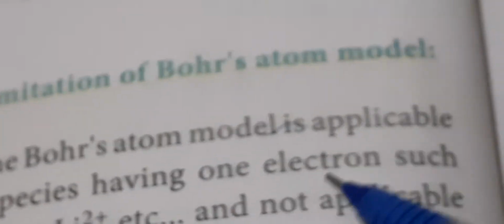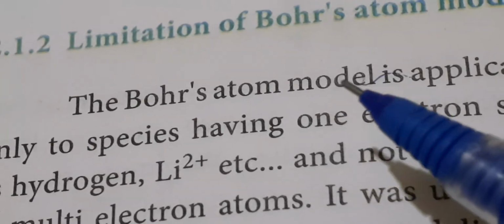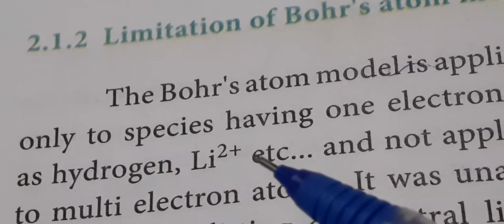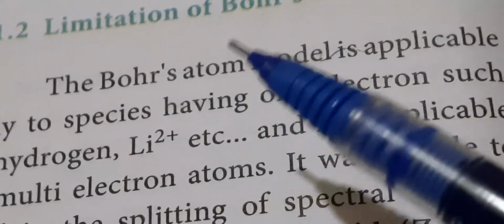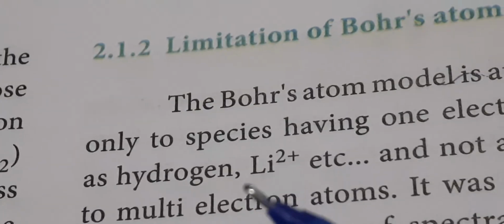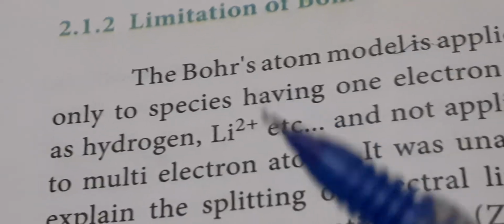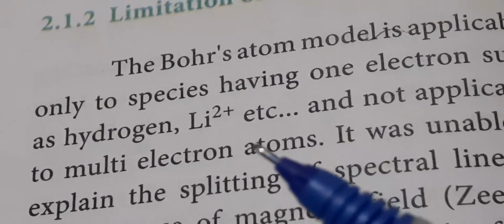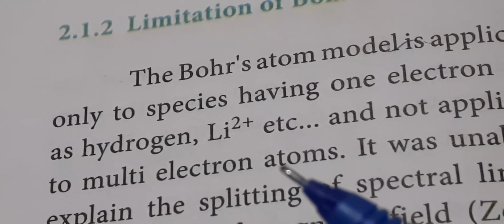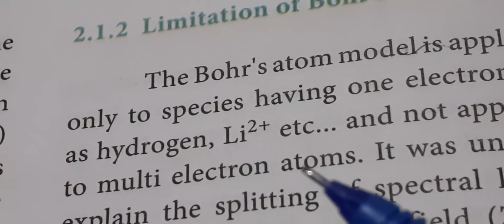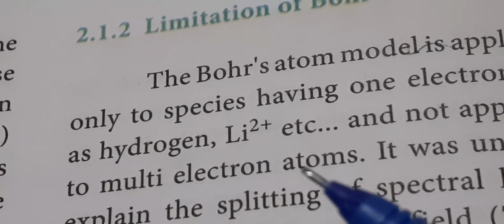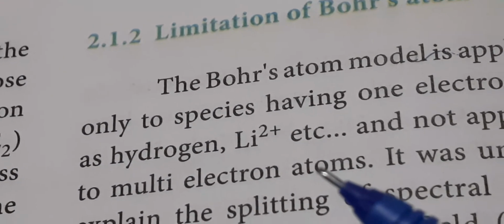Next, let us study the limitations of Bohr's atom model. Bohr's atom model is applicable only to the species having one electron like hydrogen, lithium 2 plus ion, He plus ion. It is not applicable for atoms having more than one electron.